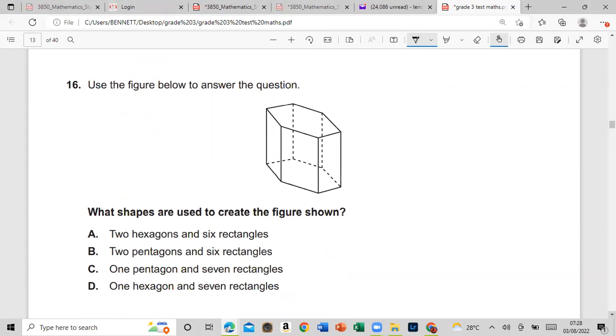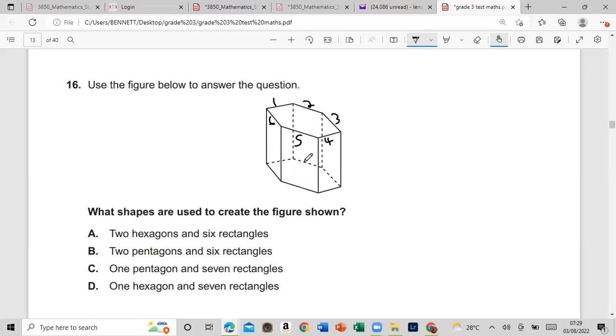All right, 16. Use the figure below to answer the question. What shapes are used to create the figure shown? All right. So it's 2 hexagons and 6 rectangles. Look, you know, a hexagon has 6 sides. So let's see how many sides it has. 1, 2, 3, 4, 5, 6. All right. So 2 hexagons.